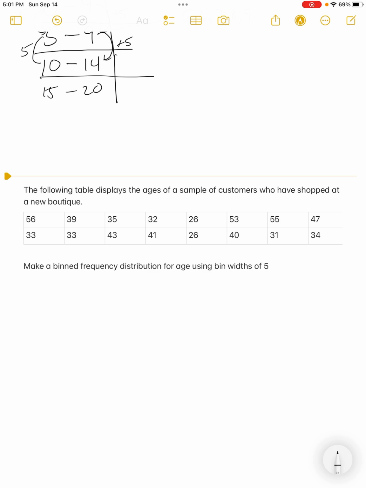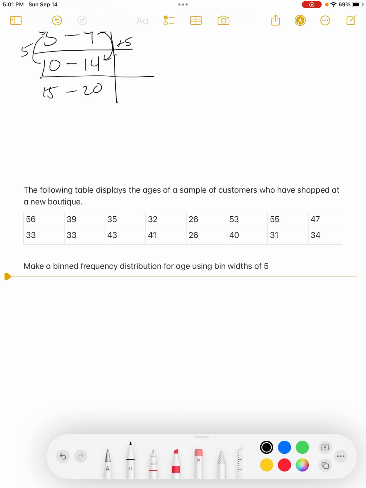So let's see what happens here as we use a bin width of 5. Let's start at something like 25. Is that okay? We have to start around our low value. You don't have to start at it. So I'm just going to start with 25.